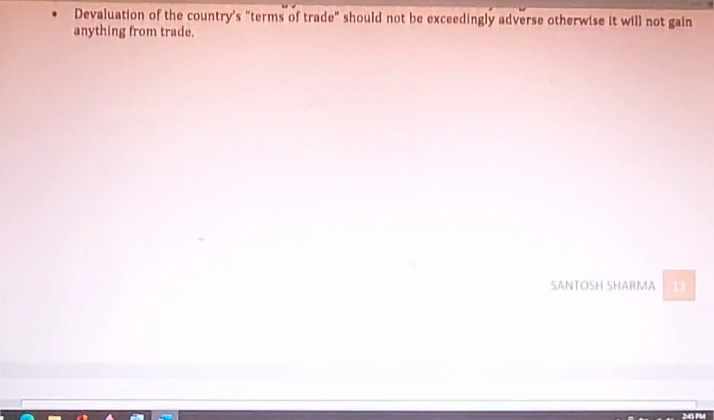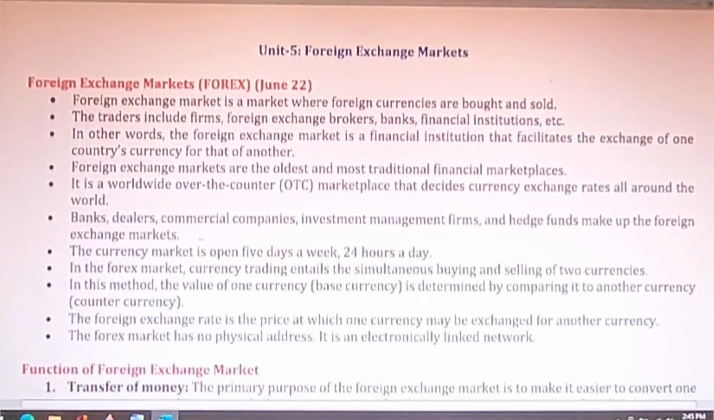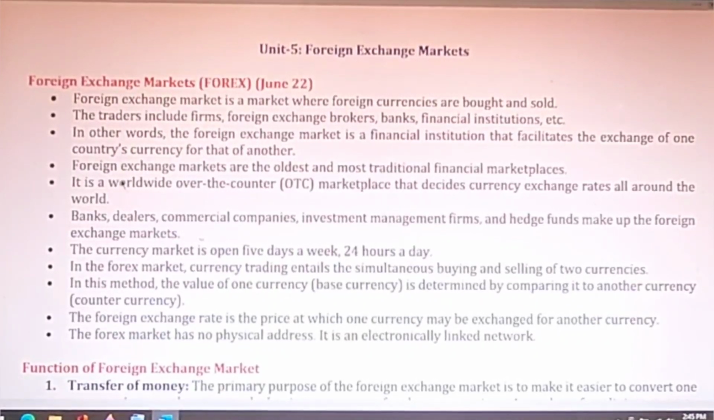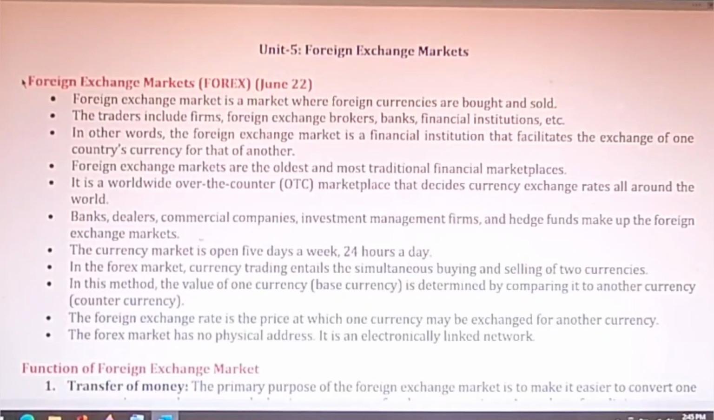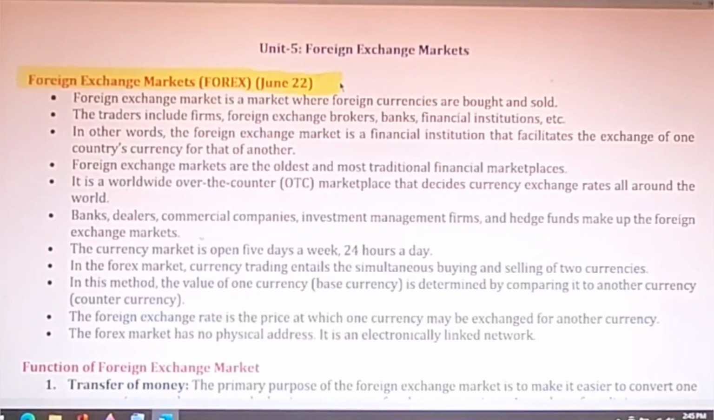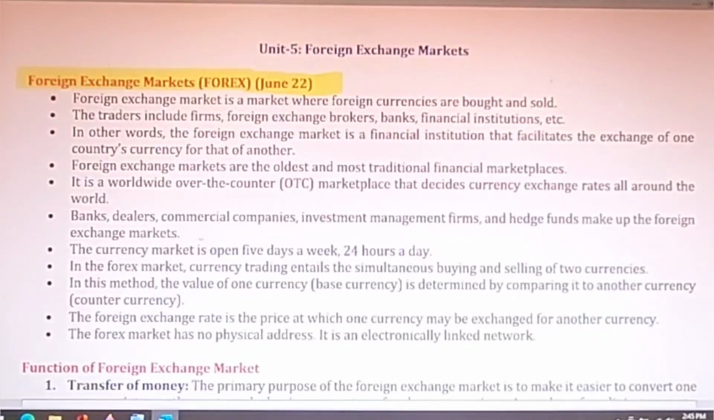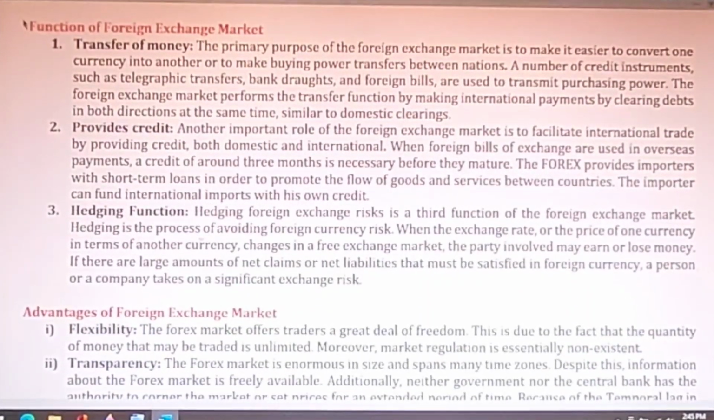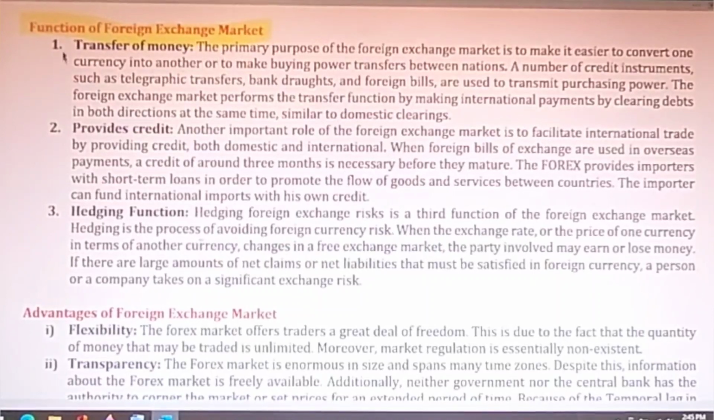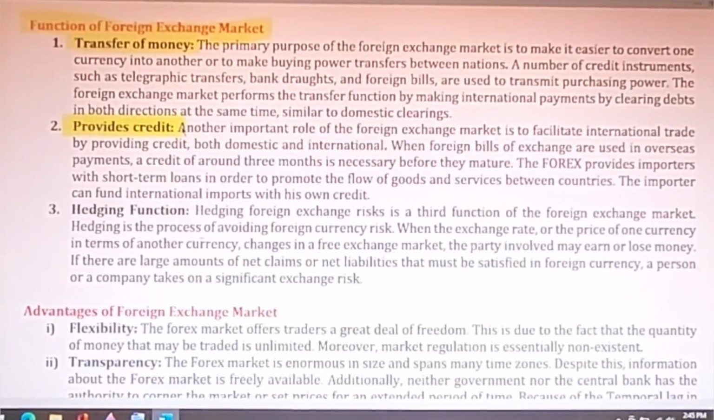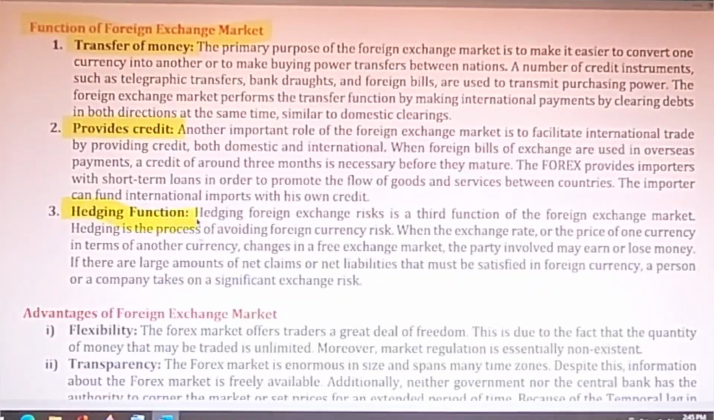So like this. The next unit 5 is on foreign exchange markets. Quite a lot of questions came from this unit in the previous exams. Like you got a short note on forex, that is foreign exchange market, commonly known as forex. So you were asked to write a short note on this. Then comes what are the functions of foreign exchange market. Basically, it transfers the money from one country to another. It provides credit facilities and loans to the traders, and it also provides the hedging function, right?